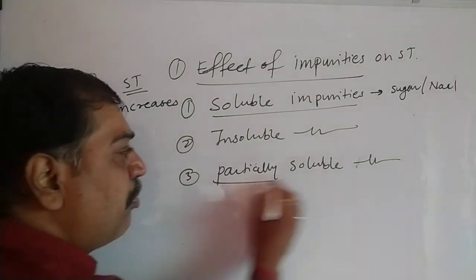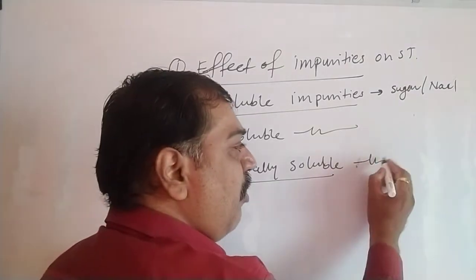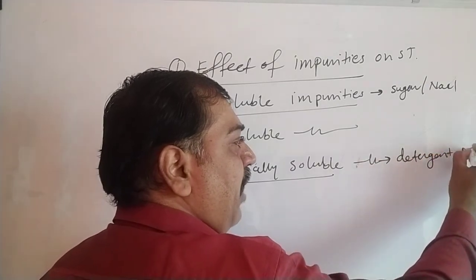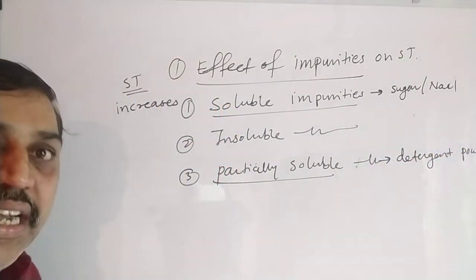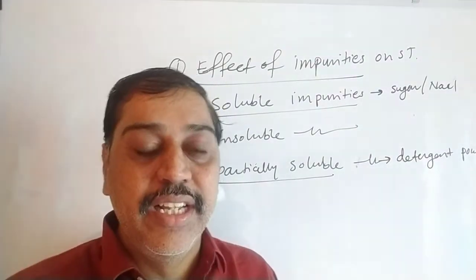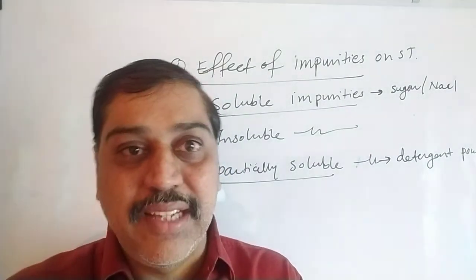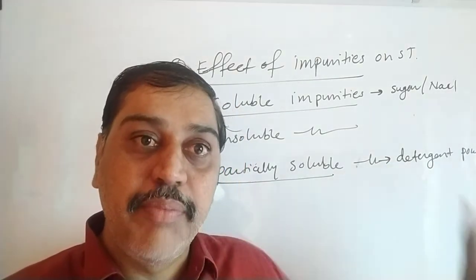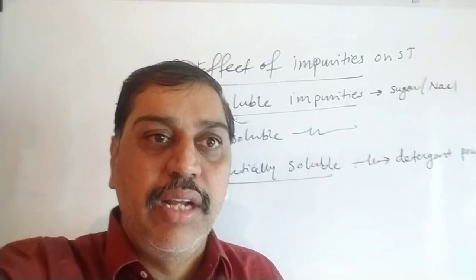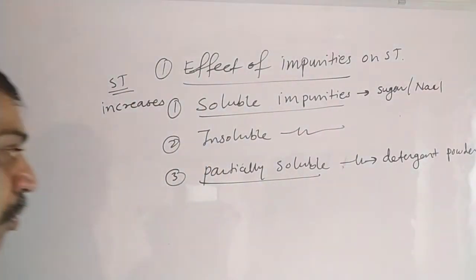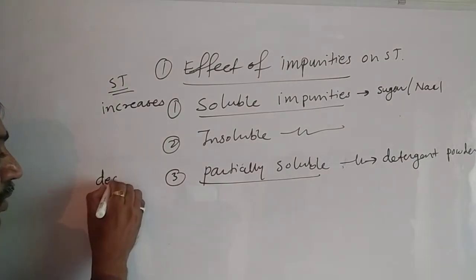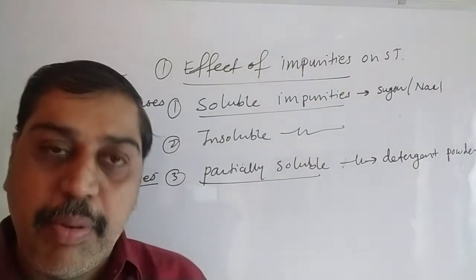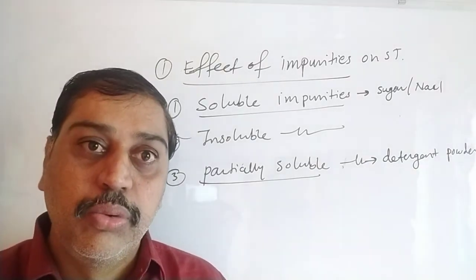If partially soluble impurities are added, an example of this is what? If we add detergent powder in water, it is seen that detergent powder is not completely soluble, only partially. Some part gets dissolved, some part remains as particles. So when a partially soluble impurity, like detergent powder or soap, gets added to the water, it is seen that the surface tension of water decreases.